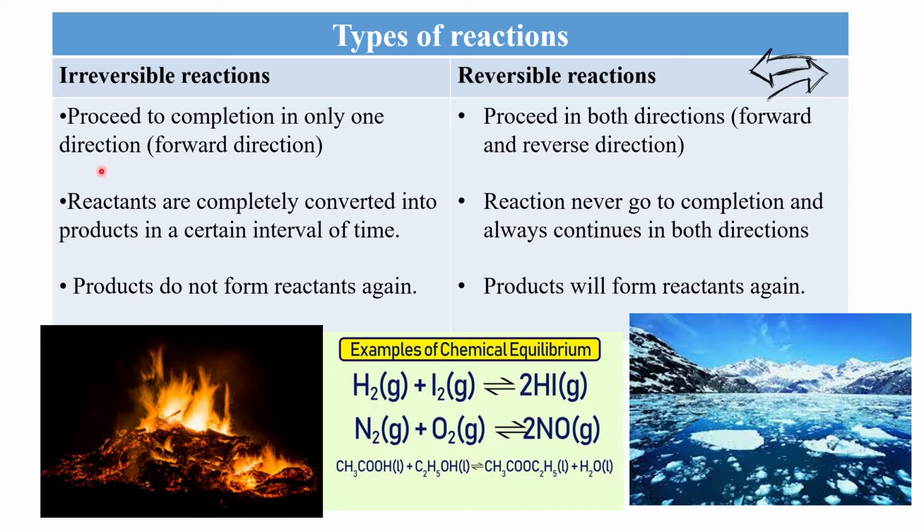In these reactions, reactants are completely converted into the product in a certain interval of time, and the products do not form reactants again. An example of an irreversible reaction is burning. Burning is an irreversible change. When you burn wood, you get ash and smoke, you get carbon dioxide and water. You cannot change the ash and smoke back to wood again. And if you cannot convert the product back to the reactant, then the reaction goes to completion and will only go in one direction, which is the forward direction.